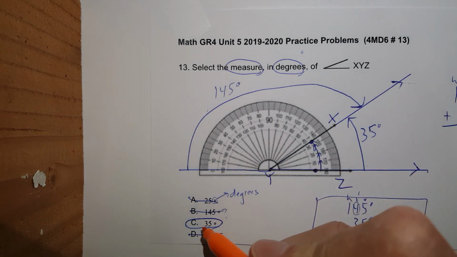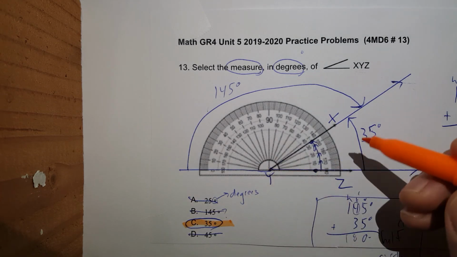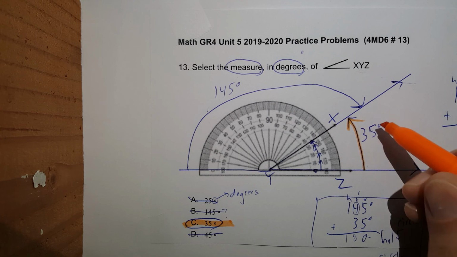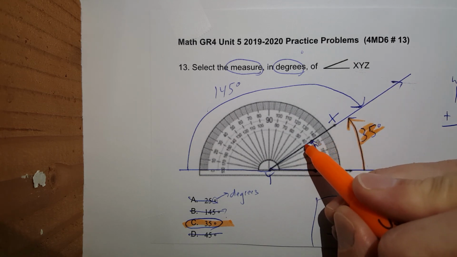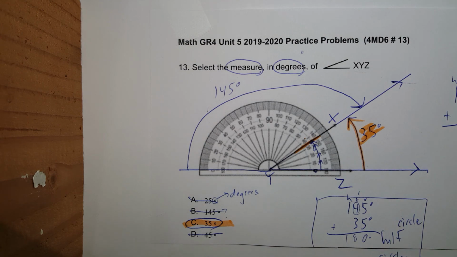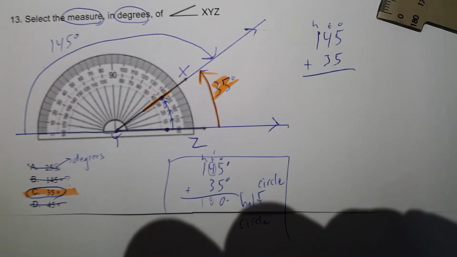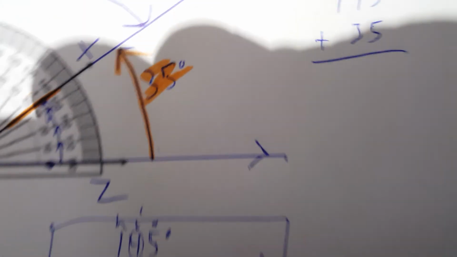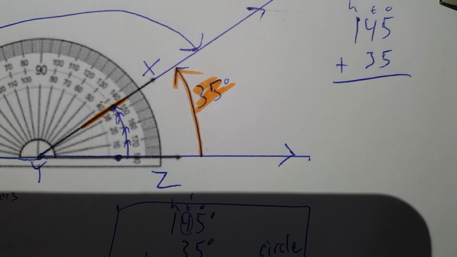Let's draw it straight through. 35 from here to here. 35 degrees, and you can see it right there. It's in between 30 and 40. Let's see if we can really zoom in. Ooh. Not with that. There it is.